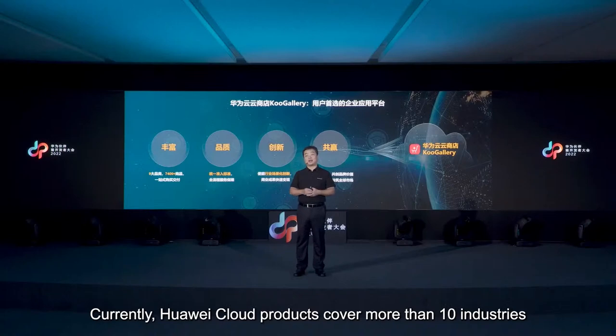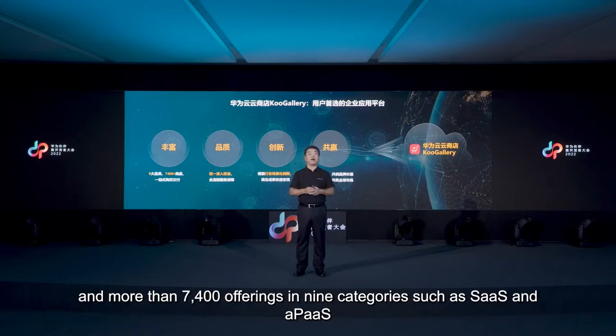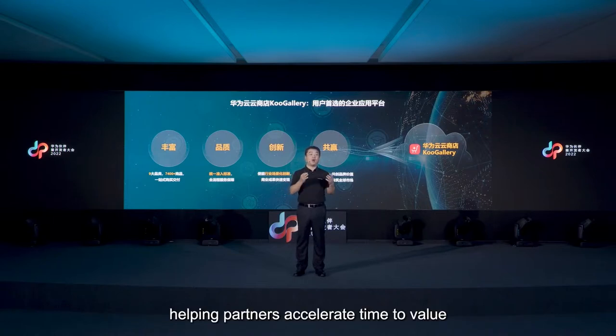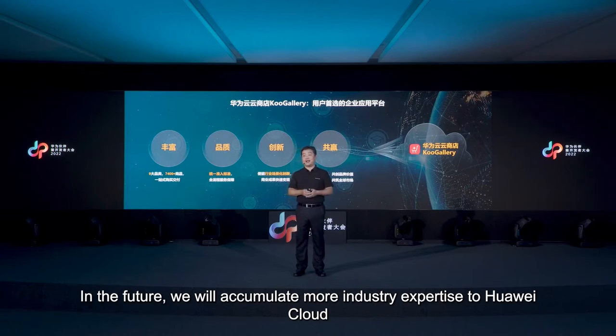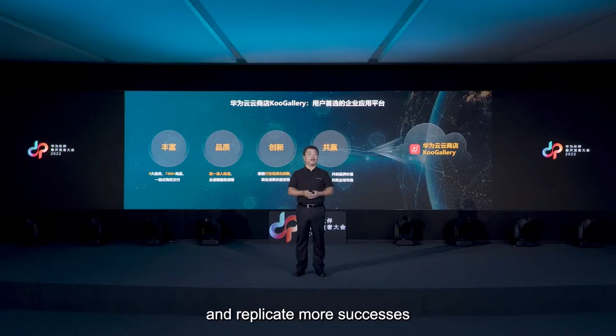Currently, Huawei Cloud products cover more than 10 industries such as manufacturing, education, government, and mining, and more than 7,400 offerings in 9 categories such as SaaS and APaaS. It connects to over 3 million Huawei Cloud users and developers, helping partners accelerate time to value. In the future, we will accumulate more industry expertise to Huawei Cloud, so you can access industry know-how as easily as you do water and electricity, and replicate more successes.